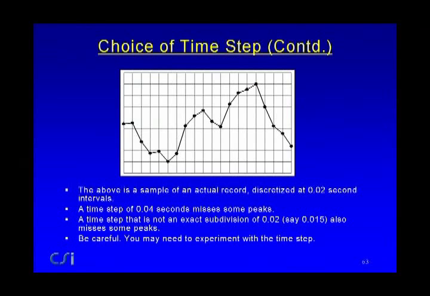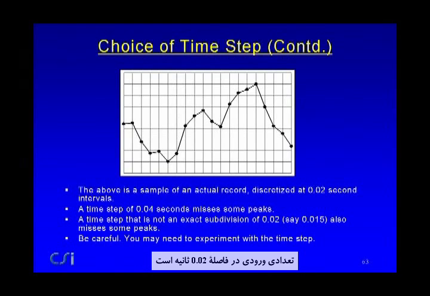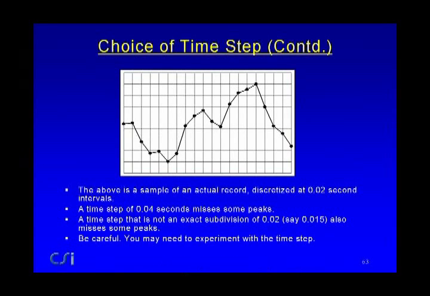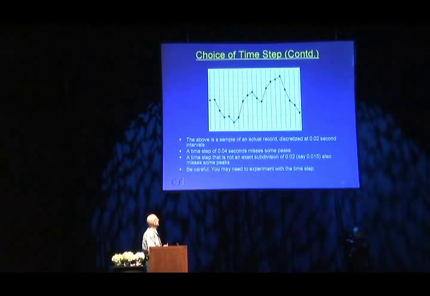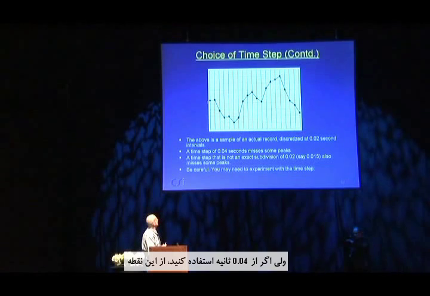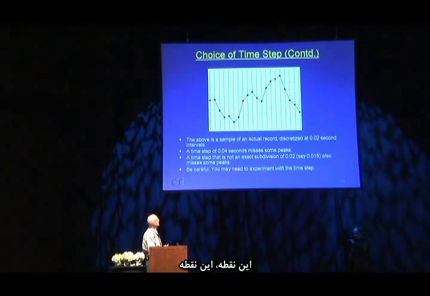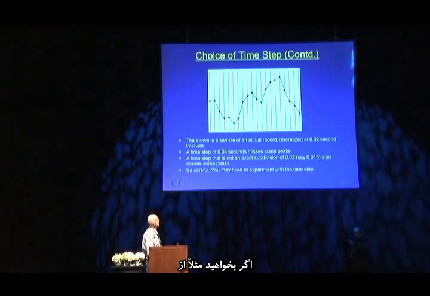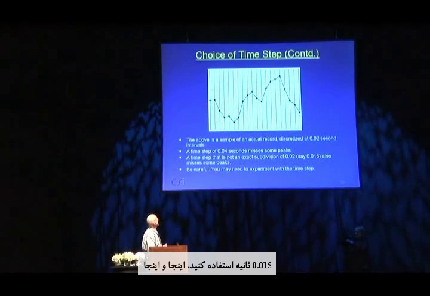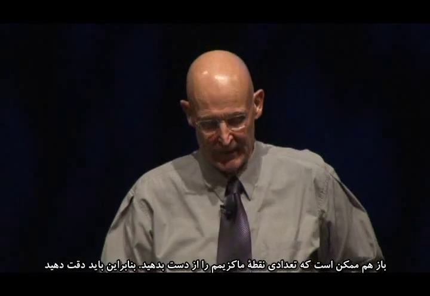because otherwise some strange things can happen. This is just a segment of a ground accelerogram, just for a few 0.02 seconds intervals. It's an actual record. So if you were to choose a time step of 0.02 seconds for analysis, you would be using these points. But if you use 0.04 seconds, you'd be using this point, and this point, and this point. You'd be missing some peaks. So you wouldn't be representing the ground motion very well. And if you were to, say, use 0.015, you might start missing some peaks as well. So be careful.